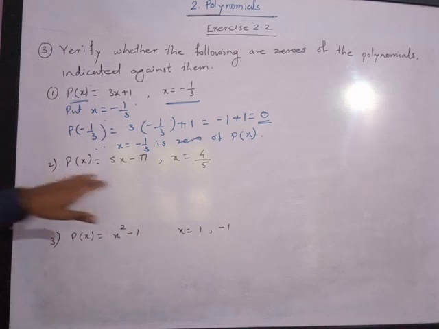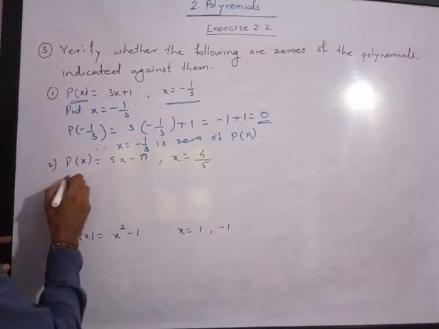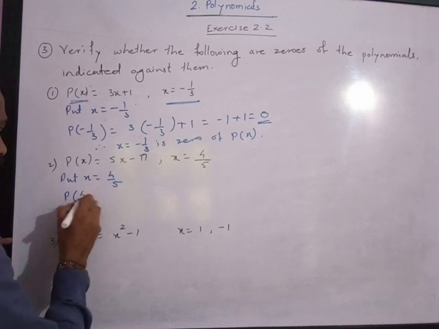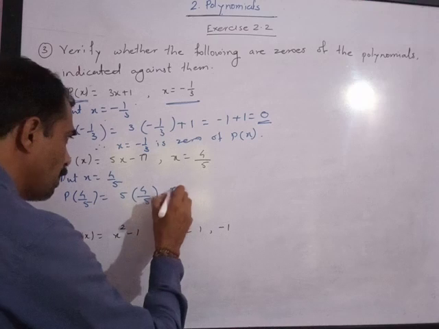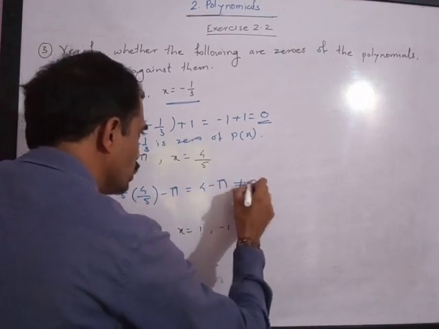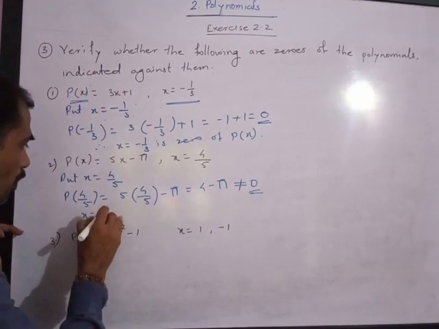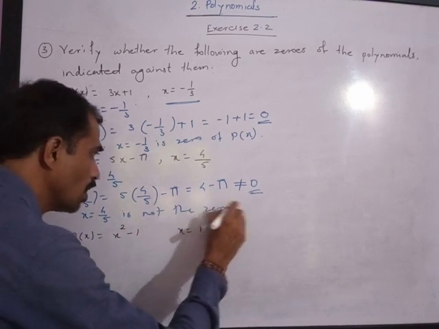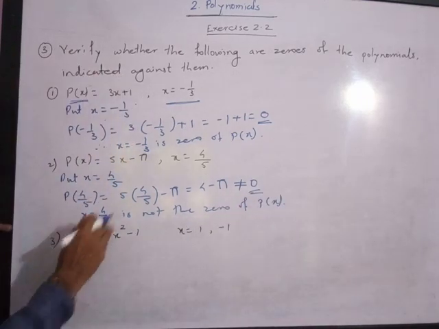In the second question, put x is equal to 4 upon 5. So if you put x is equal to 4 upon 5, we will get p of 4 upon 5 is equal to 5 multiplied by 4 upon 5 minus 5, that is equal to 4 minus 5. Please note, this is not equal to 0. Since the value is not equal to 0, we can say that x equal to 4 upon 5 is not the 0 of p of x.